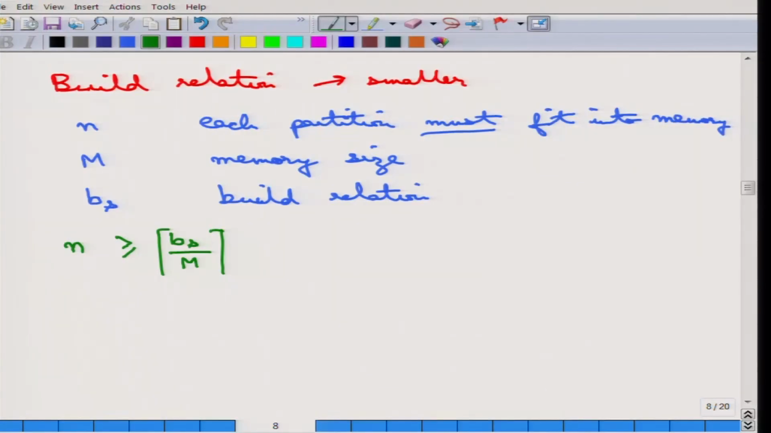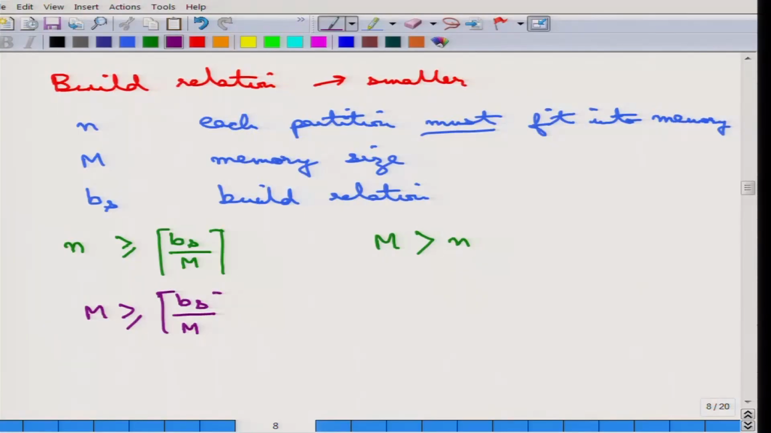The other condition of course is that M should be greater than n, because each partition must fit. Everything inside the partition must fit in memory, and from each partition a block must be read. So, one block from every partition can be read. So that is, M should be greater than n. Now combining these two, what we can then get is that M is greater than or equal to BS by M.